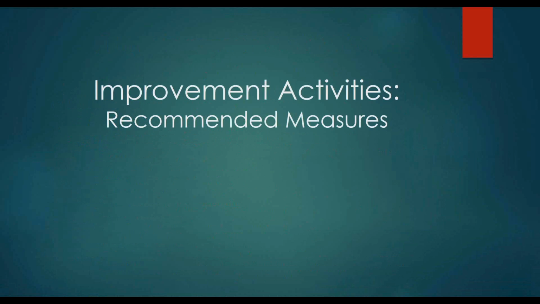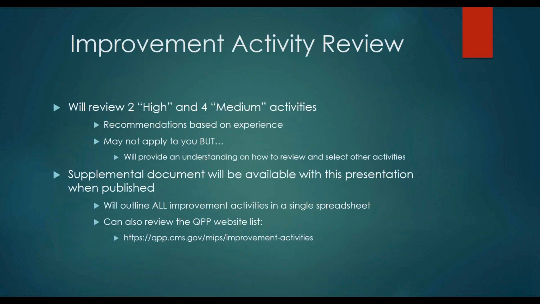So now we're going to jump through some recommended measures. I'm going to do the 2 high priorities first, followed by the 4 medium weights. These recommendations are based on our experience with past clients, and what we've seen are overarching workflows that exist in CPS or in practices already. Like I said, there's going to be an Excel published with this presentation that will outline them all in a single spreadsheet. You can also go to the QPP website to look at them now.